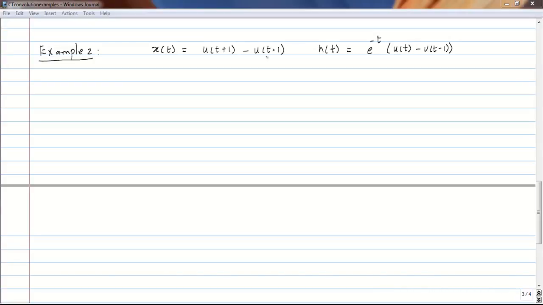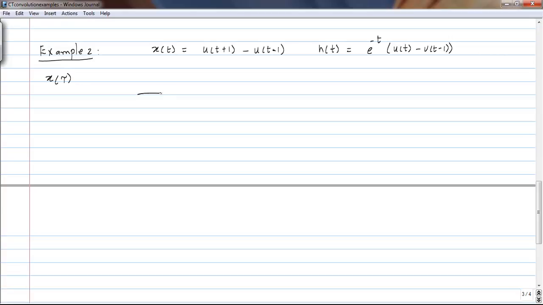Now let's work out a slightly more involved example. So here we're trying to convolve two signals x of t and h of t. x of t is given by u of t plus 1 minus u of t minus 1, and h of t is e raised to minus t times u of t minus u of t minus 1. So let's begin by thinking of these signals as x of tau and h of tau, and let's try to sketch them to get a feel for what's going on.